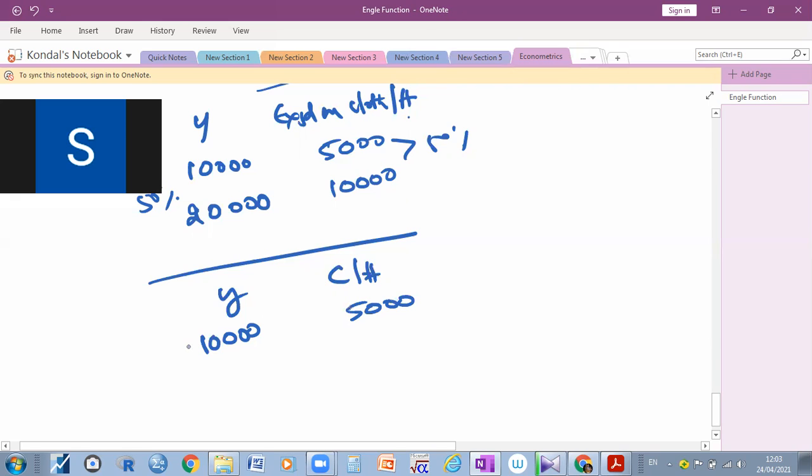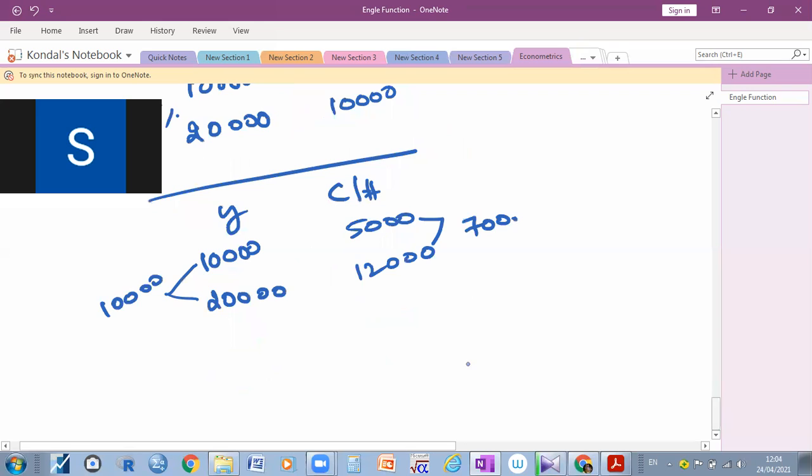5,000, for example. When your income is double, how much are you going to spend on cloth as well as housing? 12,000. Right. See here, the change in income is 10,000, and here the change in income is 7,000. See, we can compare that. How much is the change in consumption? 7,000. Right. See here, the proportion is not the same here and here.